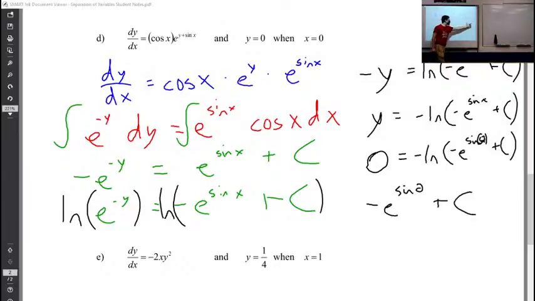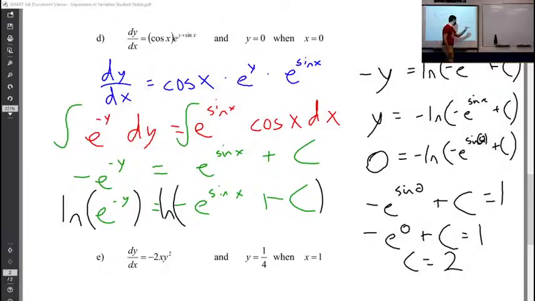In order for this to be 0, then what should be inside the natural log is going to be 1, because the natural log of 1 is 0. So what needs to be inside here is 1. Negative e to the sine of 0 is negative e to the 0. E to the 0 is 1. So I have negative 1 plus c is 1. So c equals 2.